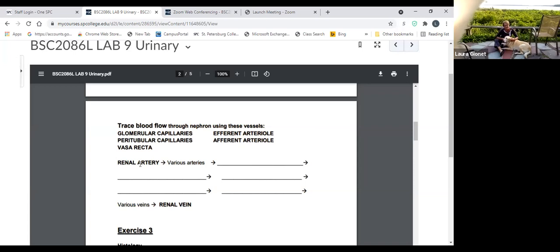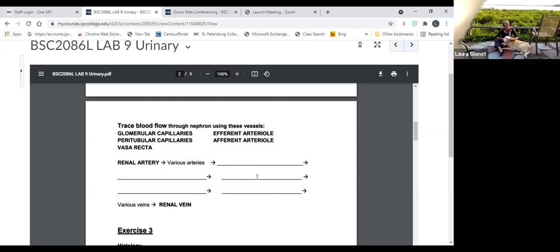Okay, so we're going to put these structures in order. The renal arteries branch off into various smaller arteries until finally you enter into the renal corpuscle. So the vessel transporting blood into the renal corpuscle would be an afferent arteriole. And let's not forget, arterioles are capable of vasoconstriction and dilation, and thus are under the control of the autonomic nervous system, as well as, we'll find, the endocrine system. Okay, so we have the afferent arteriole. Then that branches off into the glomerular capillaries.